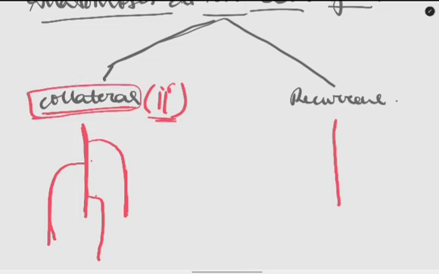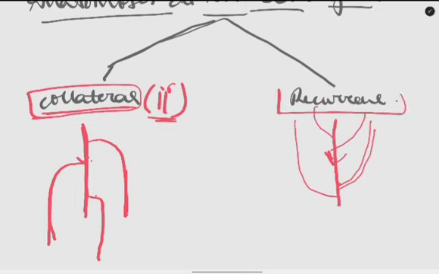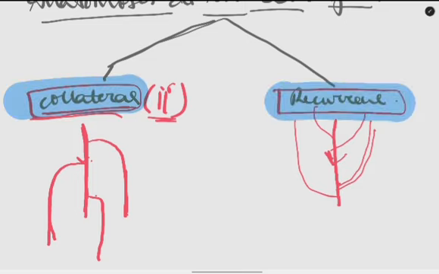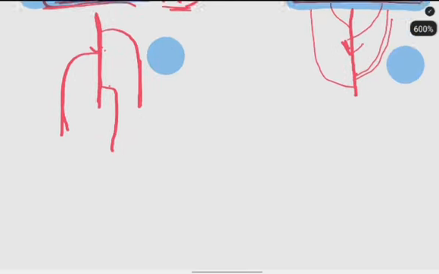And for the recurrent, the blood flow will be in the downward direction. So if the arteries are going in the upward direction, it is going to cause recurrence of the blood, so it is called the recurrent arteries. So just remember the difference between the collateral and the recurrent. Just remember, collateral means parallel and recurrent means opposite in direction. Okay, and these diagrams will be really important to know.